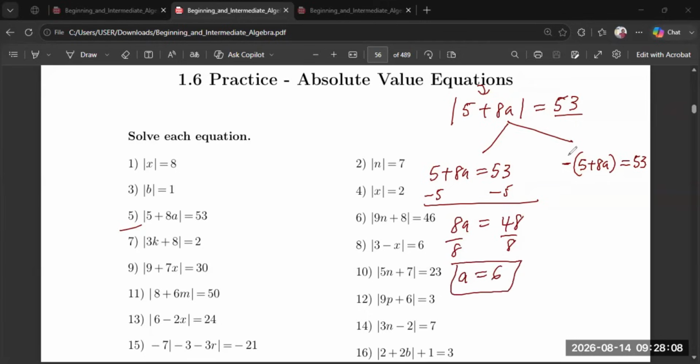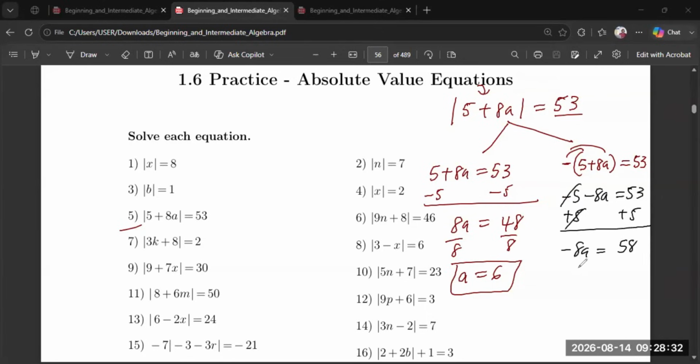Now let's solve the other equation. You distribute the negative 1 right outside. So negative times 5 is negative 5, and you have negative 8a equal to 53, right? Now you want to add 5 to both sides. So this cancels out, and you have negative 8a is equal to 53 plus 5. That would give us 58, right?